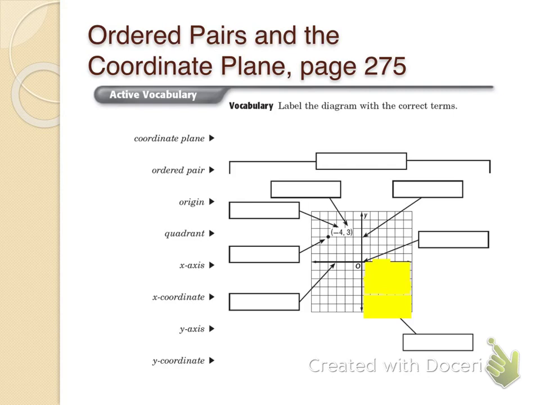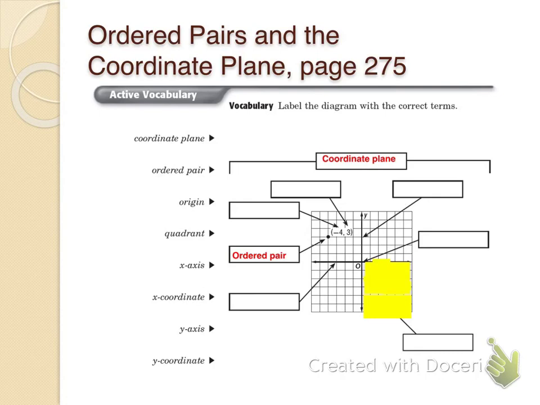So you may want to sketch this graph over here and write the vocabulary words in as they come. So coordinate plane goes in right there. This whole entire thing, the whole entire graph itself, is called the coordinate plane. Second, we have ordered pair. That ordered pair is pointing to that parentheses, (-4, 3). That is an ordered pair. So it's not pointing to the point, it's pointing to the actual parentheses.